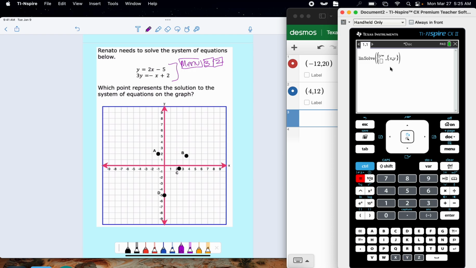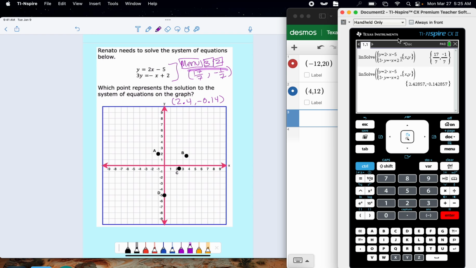So you have y equals 2x minus 5. And then you have 3y equals negative x plus 2. Check your work. Enter. And you have 17 over 7, comma, negative 1 over 7. Remember, you can change this to a decimal by pressing Control, Enter. And this is what you get: 2.4, comma, negative 0.14.